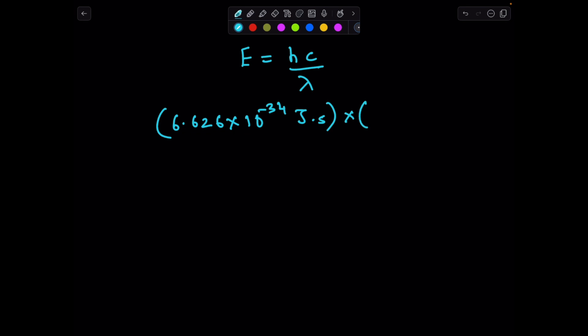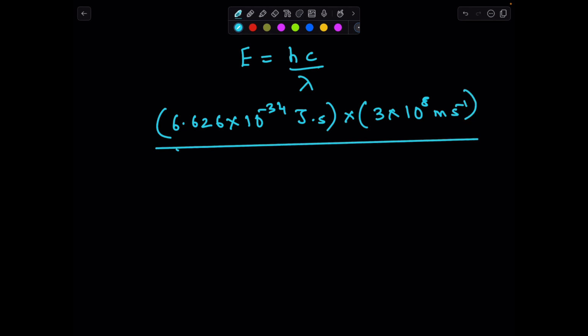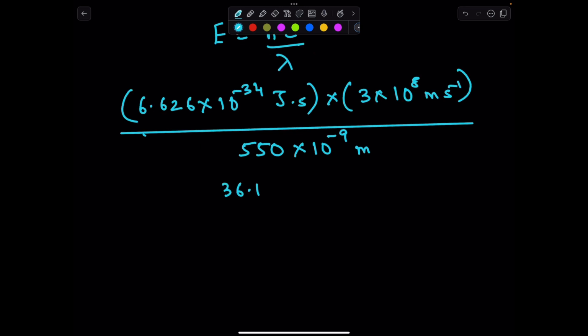The energy when the wavelength is 550 nanometers. So E equals hc over lambda, and h is 6.626 times 10 to the negative 34 joules second times c, which is 3 times 10 to the power 8 meters per second, over lambda, which is 550 nanometers, and since 1 nanometer is 10 to the negative 9 meters, 550 nanometers will be multiplied by 10 to the negative 9. This gives us 36.1 times 10 to the negative 20 joules. So this is the energy per photon.